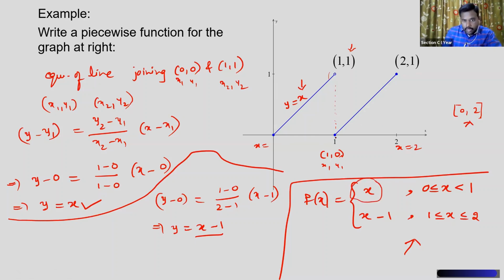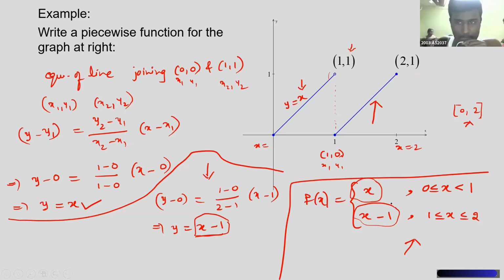And see here in the next interval from 1 to 2, the function is given by this graph. We have just tried to calculate the equation of this particular straight line, which is passing through 1 0 and 2 1, right? So when we calculate that, we got the equation as y is equal to x minus 1. Since we got the equation as x minus 1, we have substituted x minus 1 here. Am I clear?